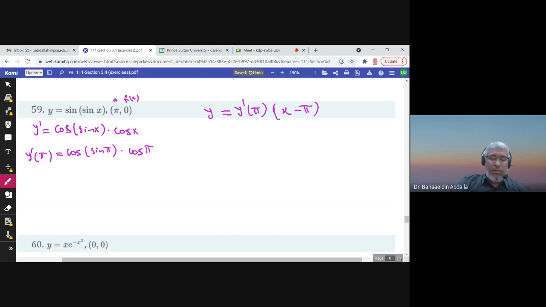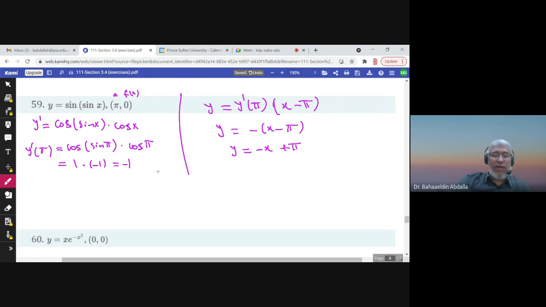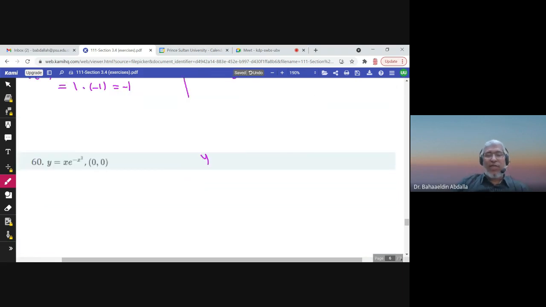Okay, so this is 1 and cosine pi is just negative 1. So 1 times negative 1 would be negative 1. So y equals negative x minus pi or negative x plus pi. This would be the equation of the line. The equation of the tangent line, y minus 0 equals y prime at 0 times x minus 0.